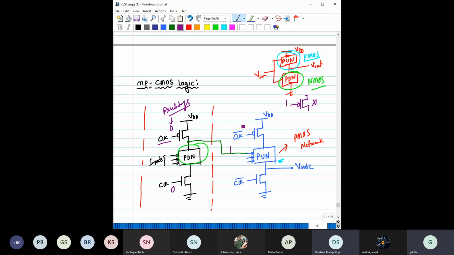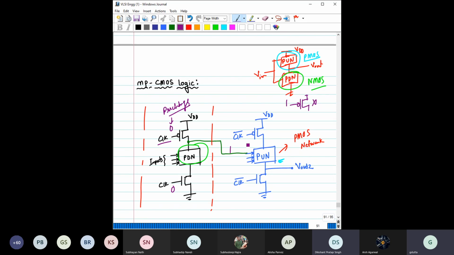So that discharging issue of this output is not going to happen here, right? Discharging or charging, yeah. Discharging or charging issue is not going to happen here, right? That you have understood. Okay.